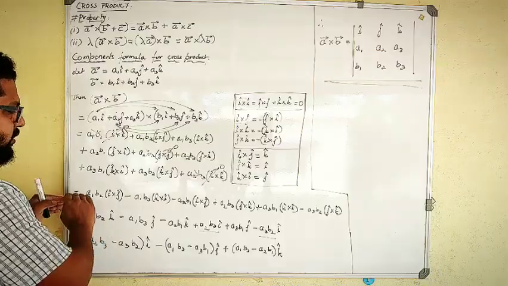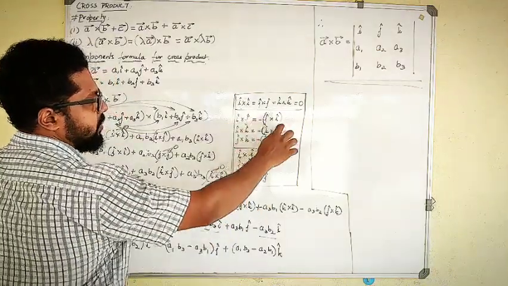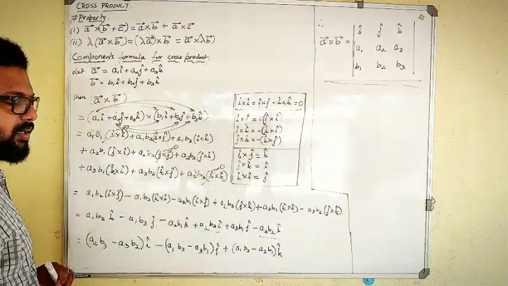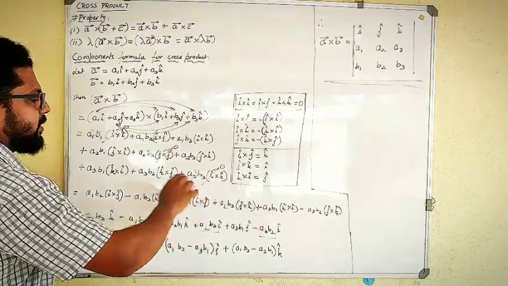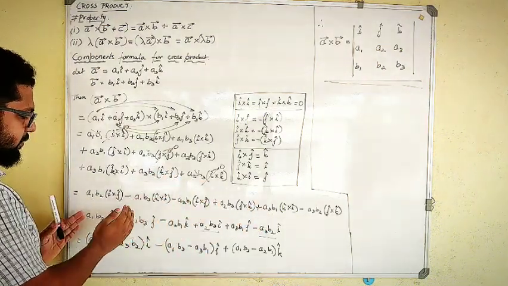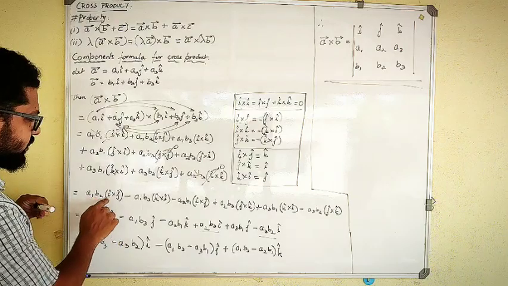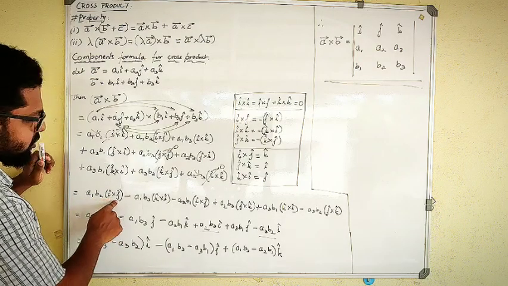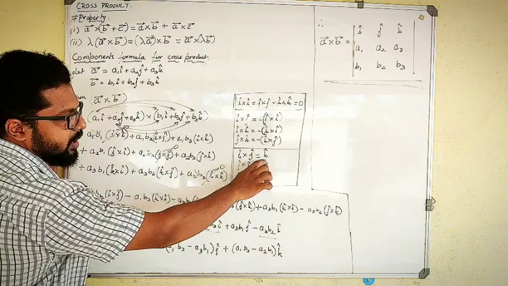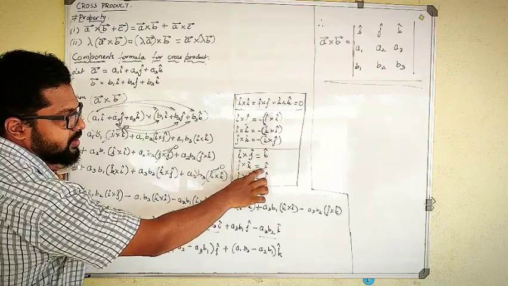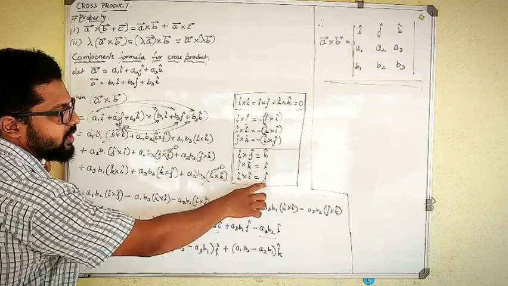Okay, so this is the expansion part of it using this particular form. Clear? So rewrite everything in that way. Then after that, make a closer arrangement, that is I cross J is nothing but K, J cross K is nothing but I, and K cross I is nothing but J.